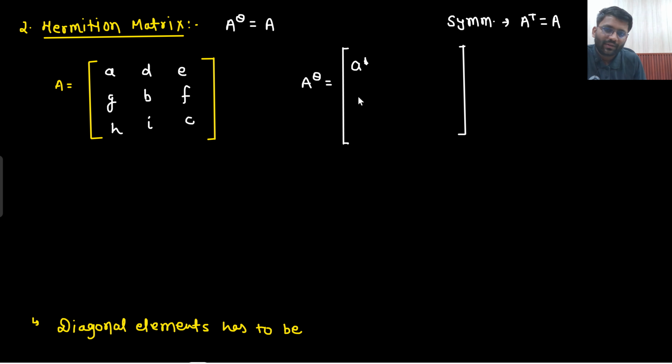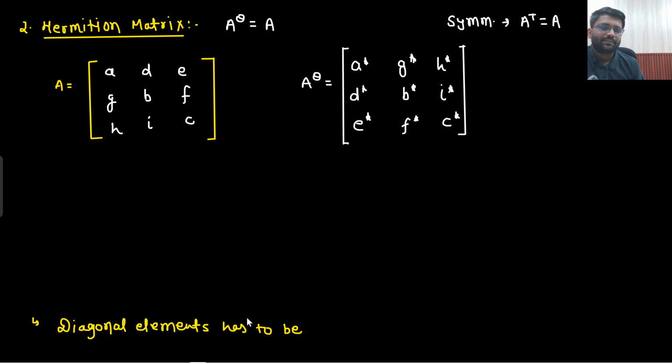So A conjugate, D conjugate, E conjugate. I am taking the transpose as well and taking the conjugate as well. G conjugate, B conjugate, and F conjugate. Then H, I, and C, right? A, D, E, G, B, F, H, I, C.